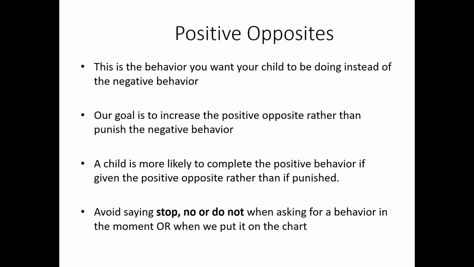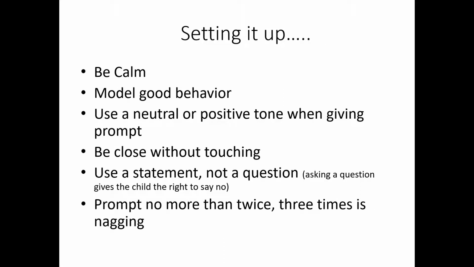So if a child was jumping up and down on the couch, instead of saying stop that or don't do that, we could say sit on the couch or jump on the trampoline. So we're giving them a direction, we're redirecting that behavior, telling them what we want them to do instead of telling them what we don't want them to do.